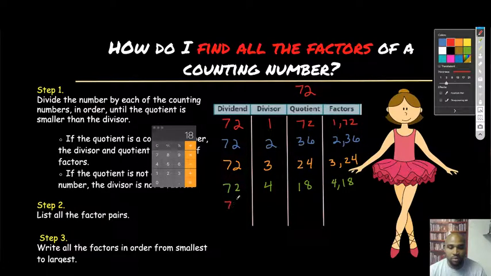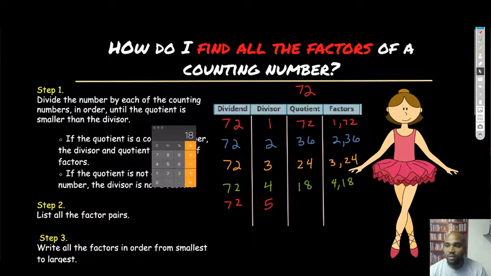So 72 divided by 5. I know that's not a factor because multiples of 5 have a last digit of 5 or 0, and 72 ends in 2, which is not a 5 or a 0. But let's go ahead and figure out what that number would be. 72 divided by 5 is 14.4. Aha! Trying to sneak up on us, huh? Well, it didn't work, so we're going to say no to this one. We'll just leave this one blank and put an X there.